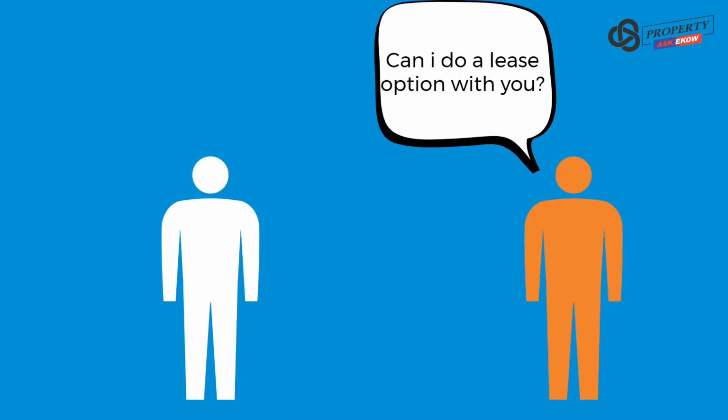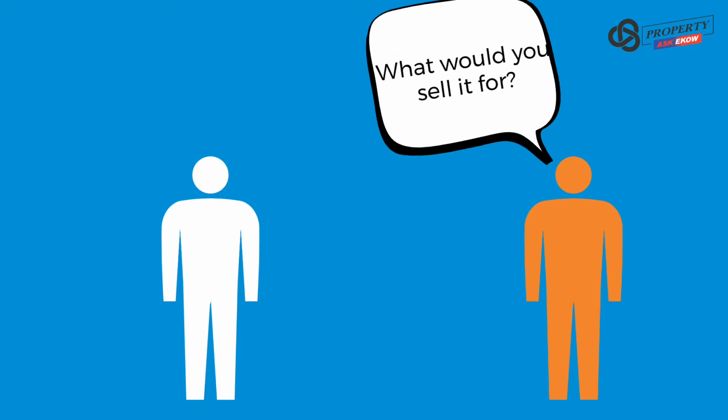You simply ask for one. Tell the landlord you would like to buy his property. What would you sell it for? By merely asking any potential seller for an option, you may get one.